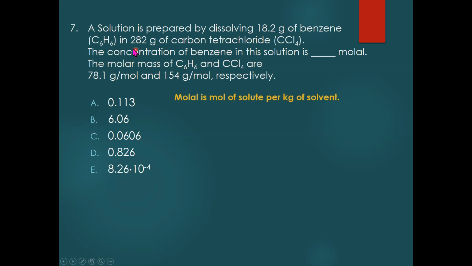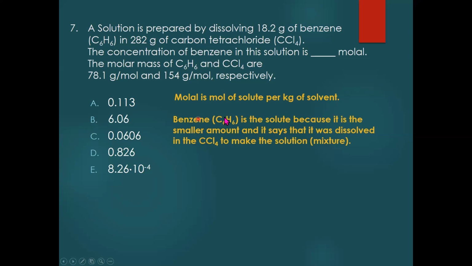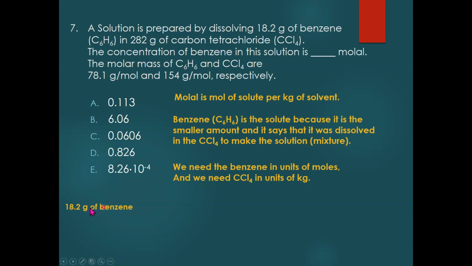And remember, they're wanting it in molal. Molal is moles of solute per kilogram of solvent, so you have to be very careful. And remember, we said that the benzene is the solute, the carbon tet is the solvent to make the solution. So we need the benzene in units of moles, and we need the carbon tet in units of kilograms so that we can get that molal. So I'm starting off with my mass of the benzene because I want to convert this mass into moles, because I want to divide my moles of the benzene by the mass of the solvent, the carbon tet.